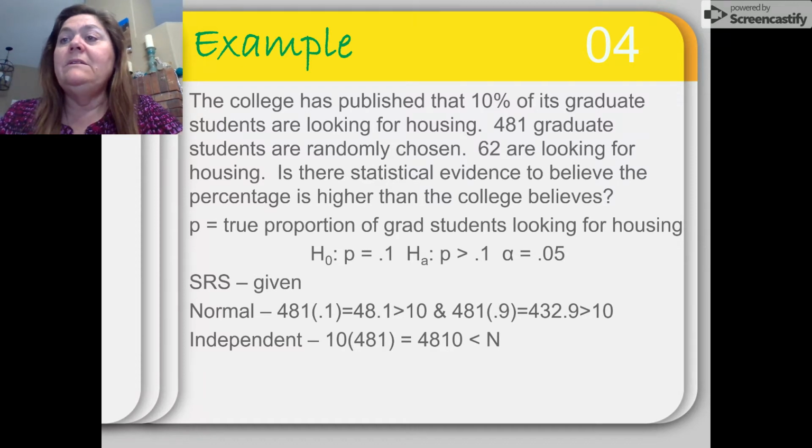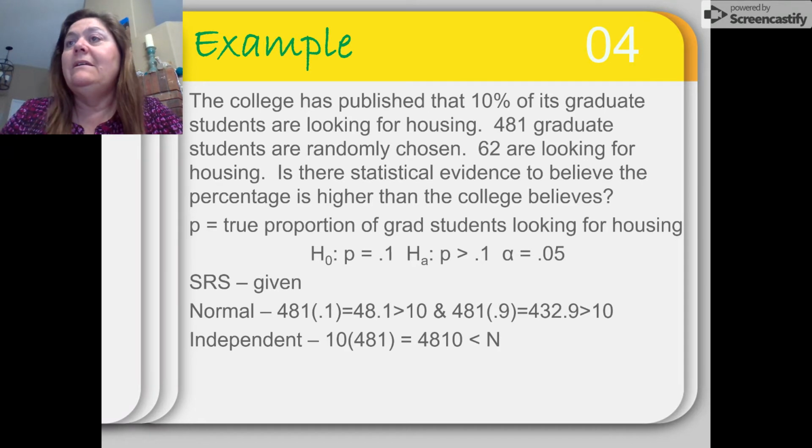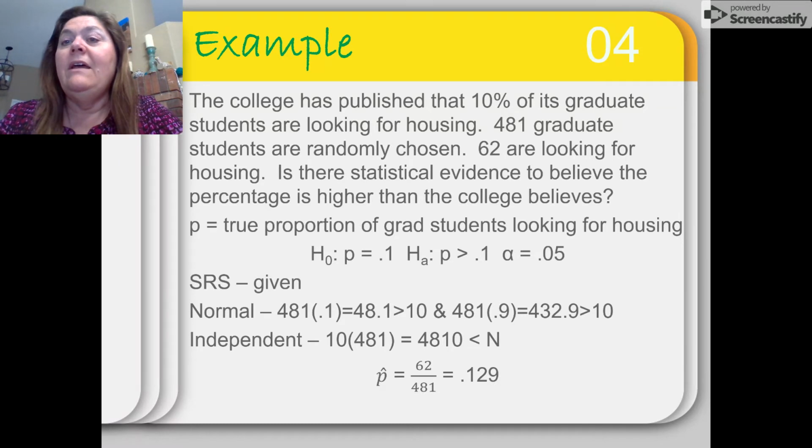And then independent, we're assuming that there's more than 4,810 graduate students at that college. Now, that may not be true. You might want to jot that down in your plan if you're not sure. That might be something to proceed with caution about, because that's an awful lot of graduate students at one college. I don't know. They could have it. They may not.